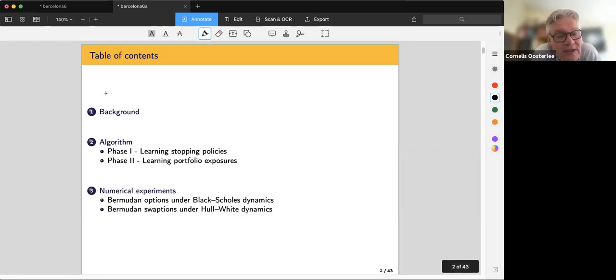The table of contents for this last presentation. I'll give some background, then I'll show the neural network algorithm, and it consists of two phases, as you see, a phase 1 and a phase 2. So we learn stopping policies, and later we will learn portfolio exposures, and I'll show some numerical experiments after that.